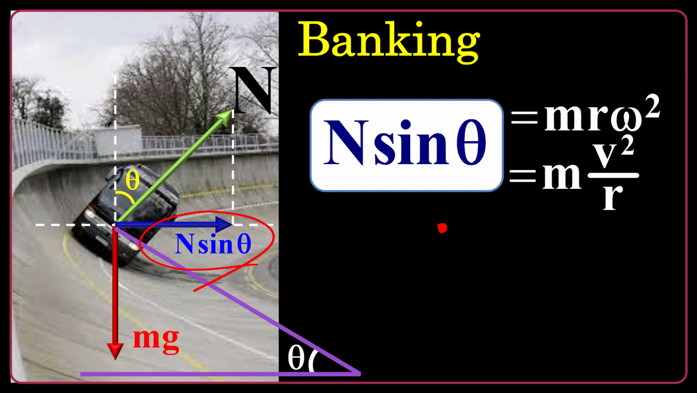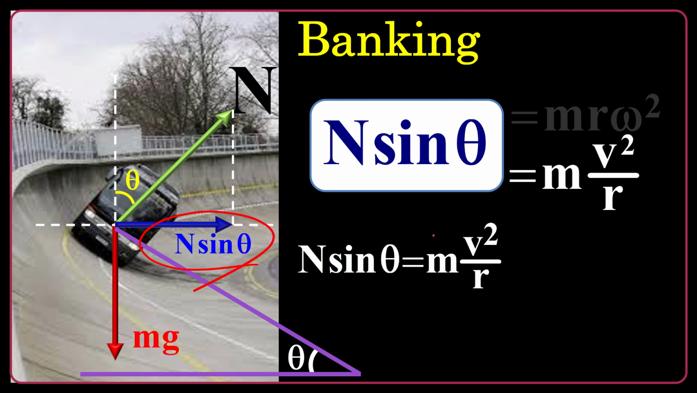m r omega squared or m v squared over r. Which one do you prefer? Yeah, the second one. Actually, the first one is not that applicable here because in problems like a vehicle and so forth, we always consider the speed of the object, not the angular speed. Okay, so here I can say it's n sine of theta equals m v squared over r. This is Newton's second law.